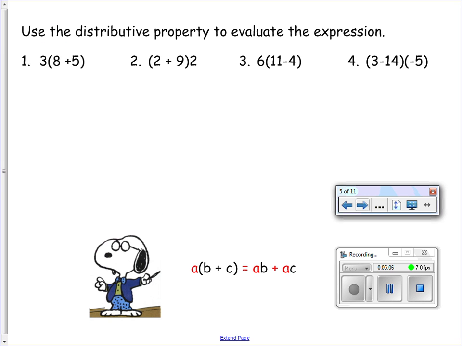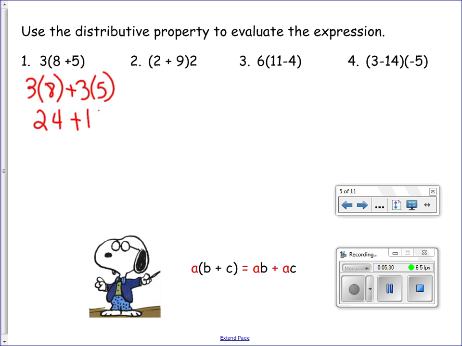So now we're going to use the distributive property in your notes. You're going to use the distributive property to evaluate the expression. You need to show that you know how to use the distributive property. That is the purpose of this exercise. So in your notes, we'll do 3 times 8 plus 3 times 5.